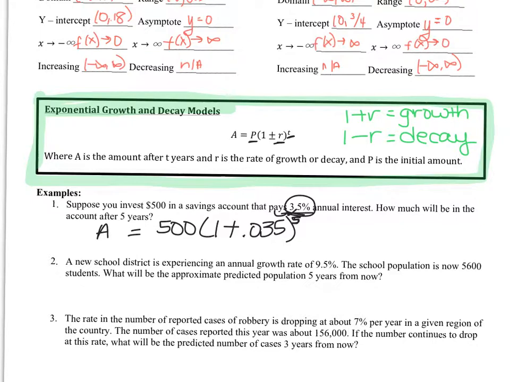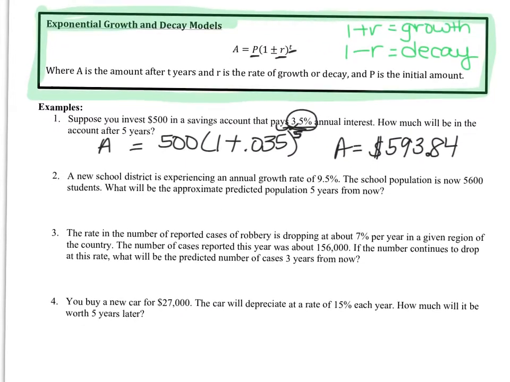So if I type all of this into my calculator and I hit enter, the amount that I am left with is $593.84. So what this is telling me is that in 5 years, if this was my annual interest and I started out with $500, I would end up with $593.84.